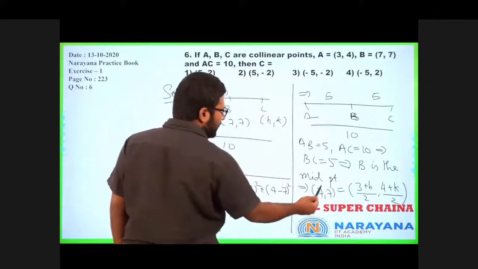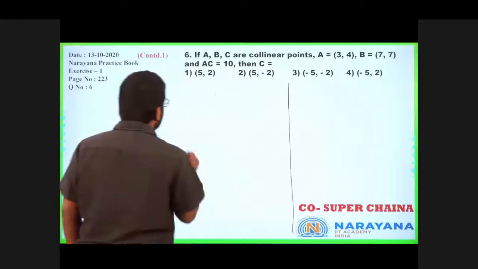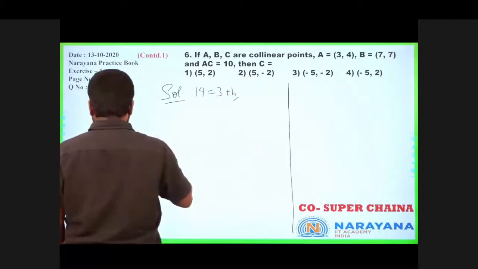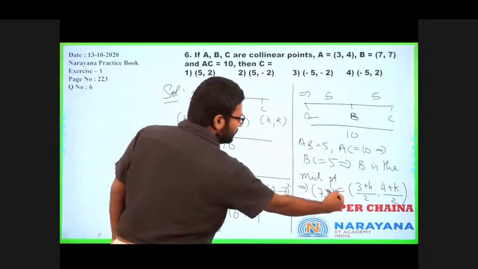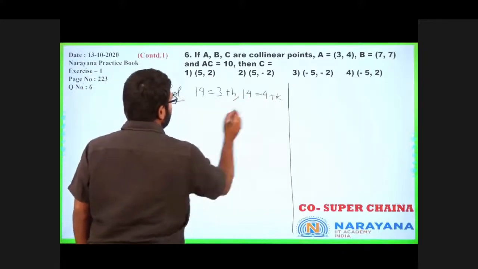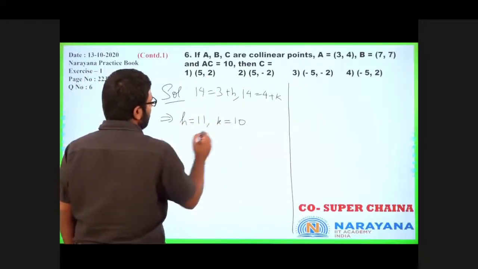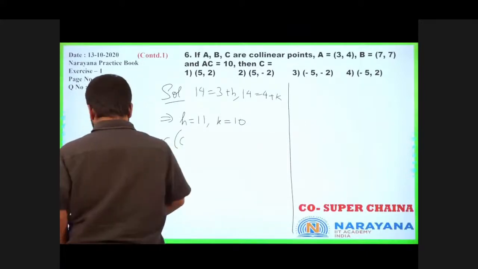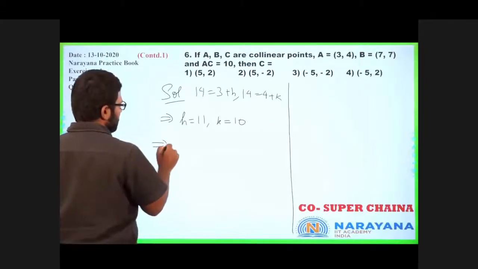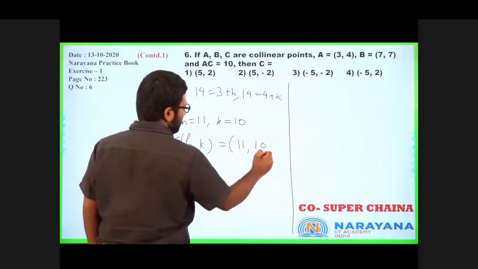Cross multiply 2. 14 equal to 3 plus h, okay, let us write it down. 14 equal to 3 plus h, and cross multiply the other one, so 14 equal to 4 plus k, right? So bring the 3 here, h is 11, k is 10, and C, which was (h, k), becomes (11, 10).